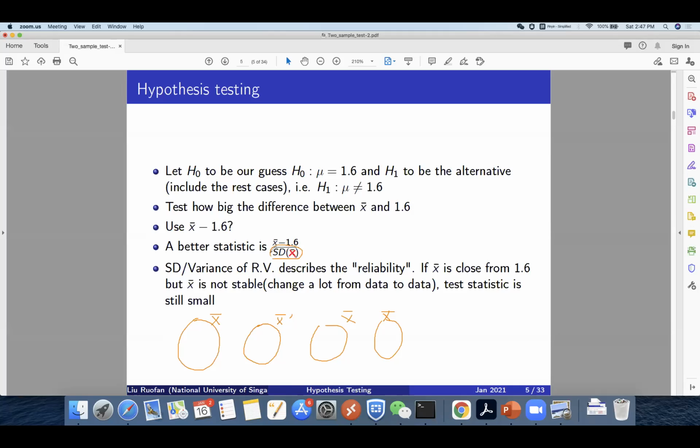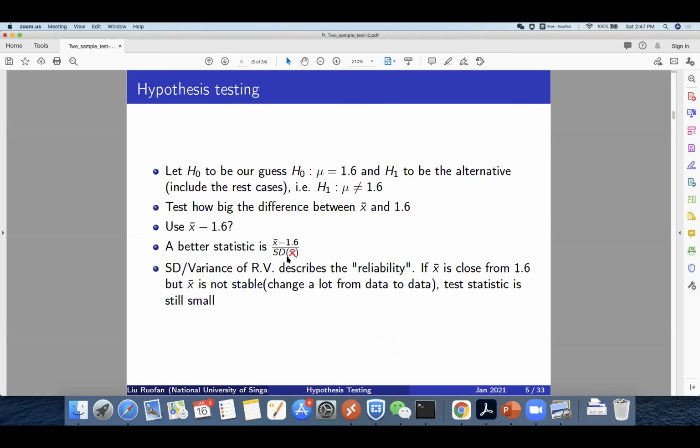So the standard deviation here describes the reliability, like whether my x bar is close to or very far from 1.6. If x bar is very far from 1.6, but x bar is not stable, then we believe the test statistic is still small. So that means we need to sample a lot of times for x bar, so we have a set of observed x bar.